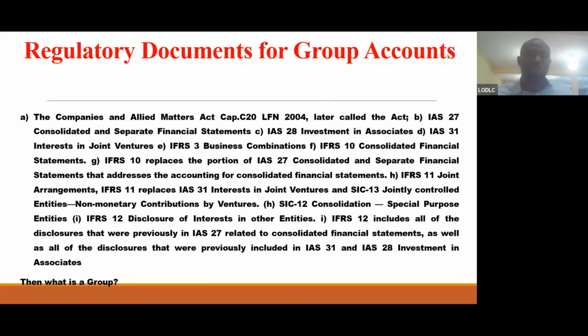Then IAS 27, consolidated and separate financial statements. Then IAS 28, investment in associates. Then IAS 31, interest in joint ventures. Then IFRS 3, business combination. Then IFRS 10, consolidated financial statements. Then IFRS 10 replaces a portion of IAS 27.